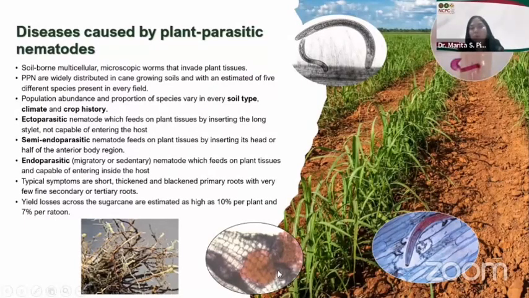and can produce numerous eggs. The typical symptoms caused by nematodes are short, thickened, and blackened primary roots with very fine secondary or tertiary roots. Yield loss across sugarcane is estimated as high as 10% per plant and 7% per ratoon.